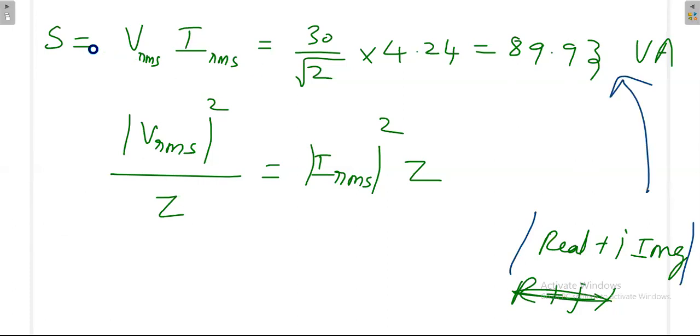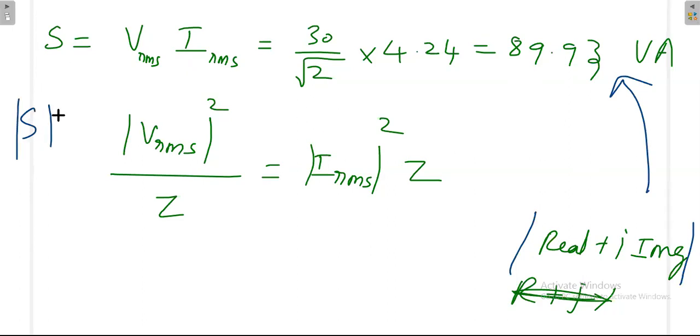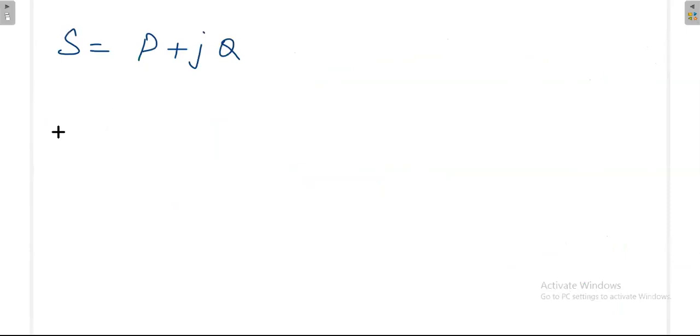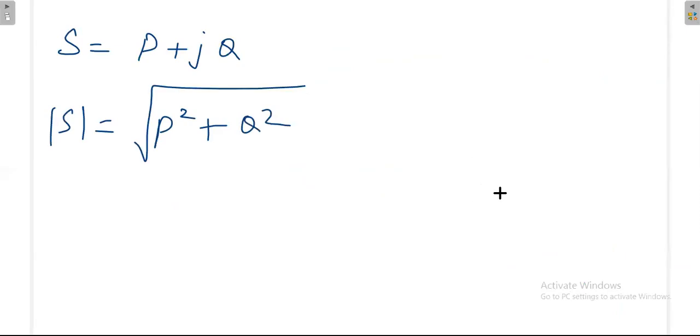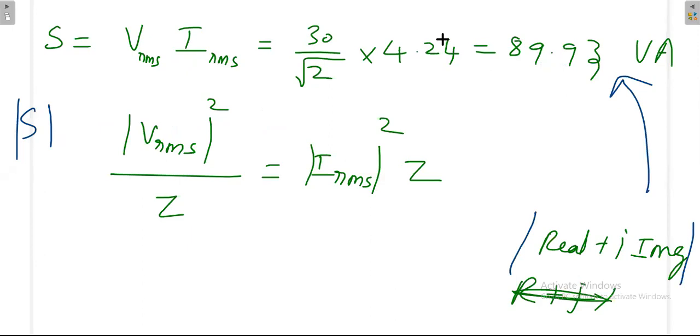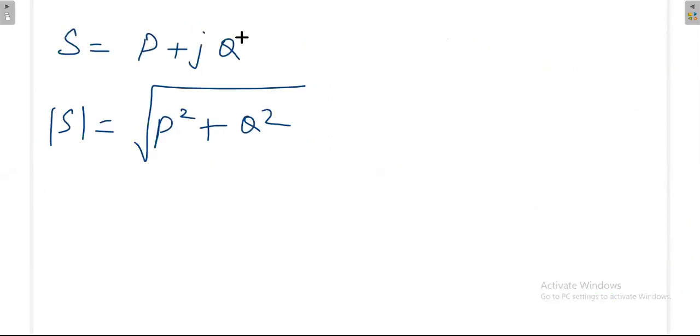From your experience, S can also be written as P plus jQ. Now you know P separately, Q separately, S separately. Then mod S. Actually you are finding out mod S here. Then what is mod Z value? Mod S is equal to square root of P square plus Q square. So you got it equal to 89.93, and you can verify whether both are matching or not.